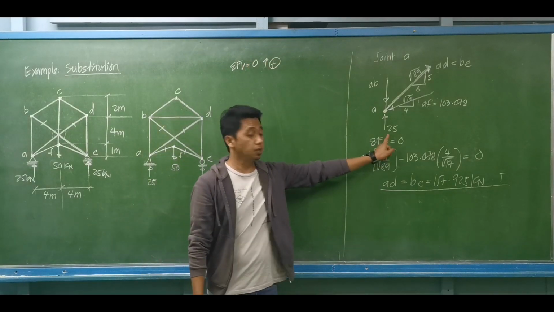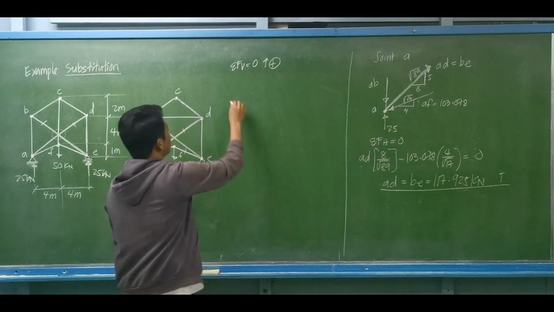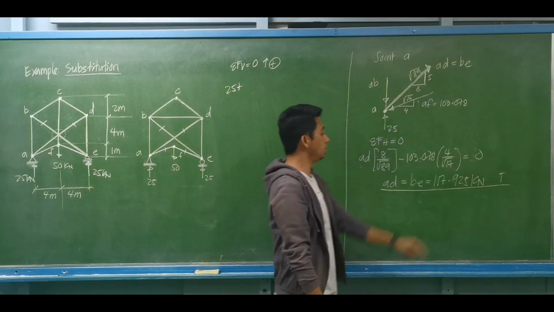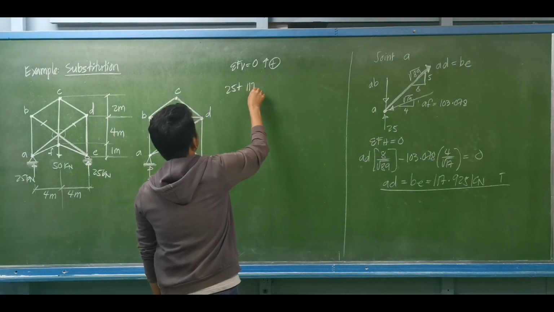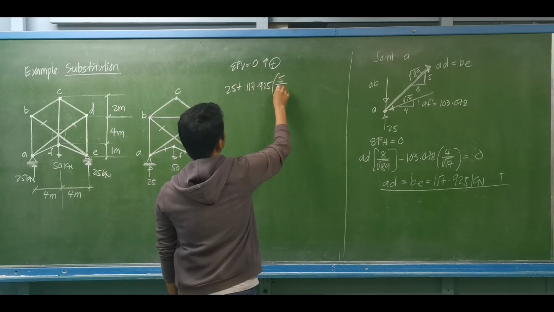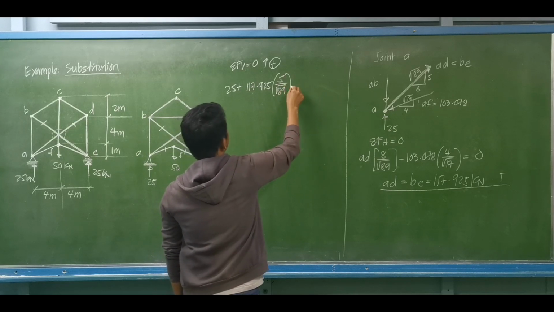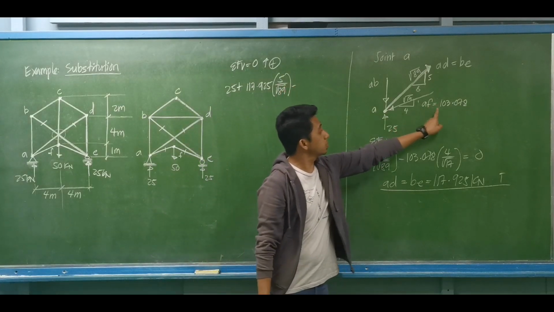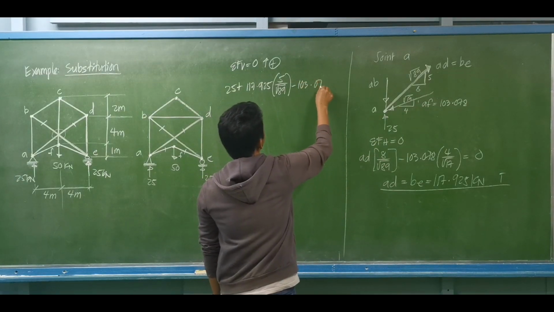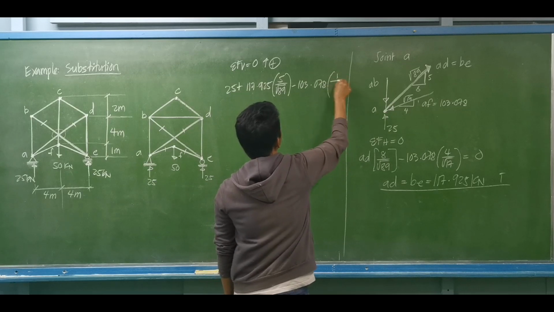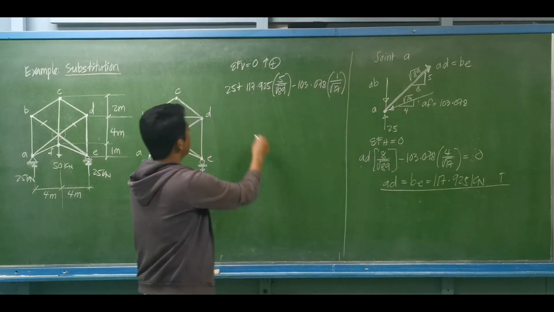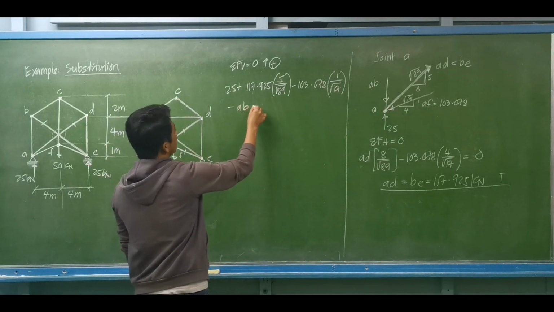What are the upward forces? The support reaction. We have 25, plus, what is upward? The vertical component of AD. That is 117.925. Vertical component is 5 divided by the square root of 89. Minus, downward, AF, that is 103.078. Vertical component is 1 divided by the square root of 17. And we assume AB is downward, so minus AB equal to 0.